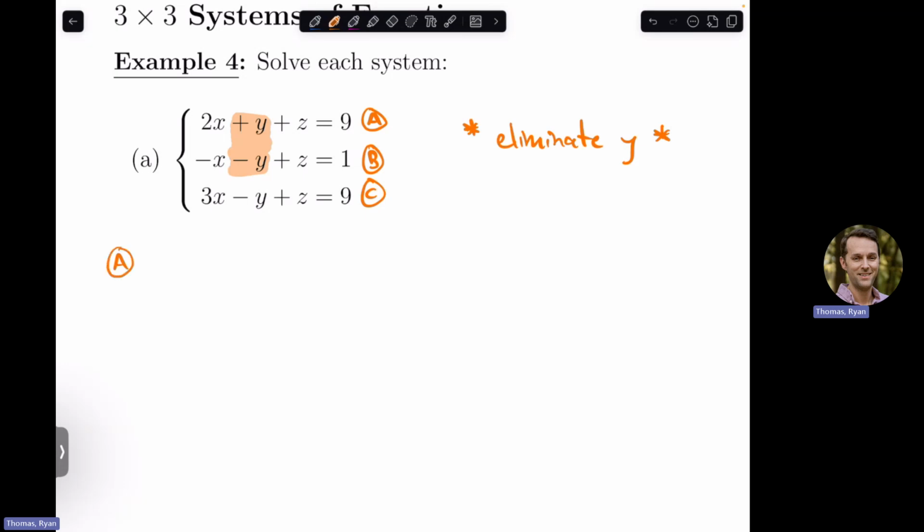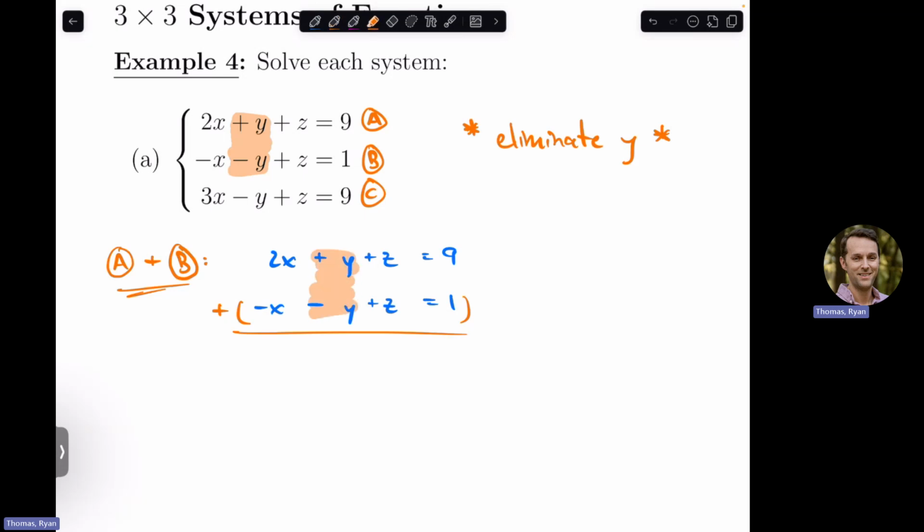I can do that by taking A and B and adding them together, right? That would eliminate y. So here's equation A. Here's equation B. If we add those together, again with the goal in mind of getting rid of y, notice that y plus negative y is 0, so y drops out. That's what we were trying to do. And then add everywhere else. So 2x plus negative x and z plus z.